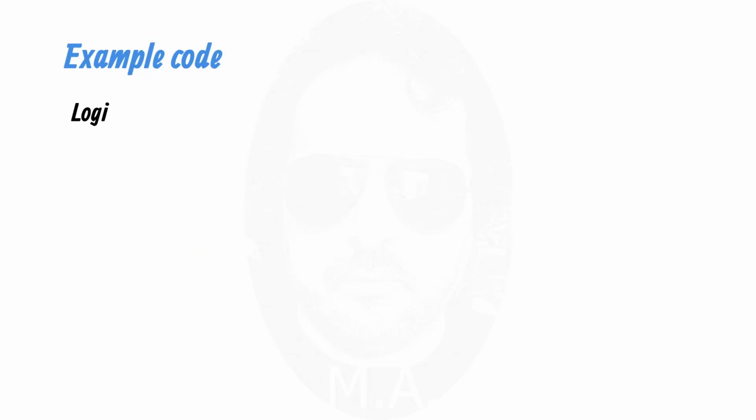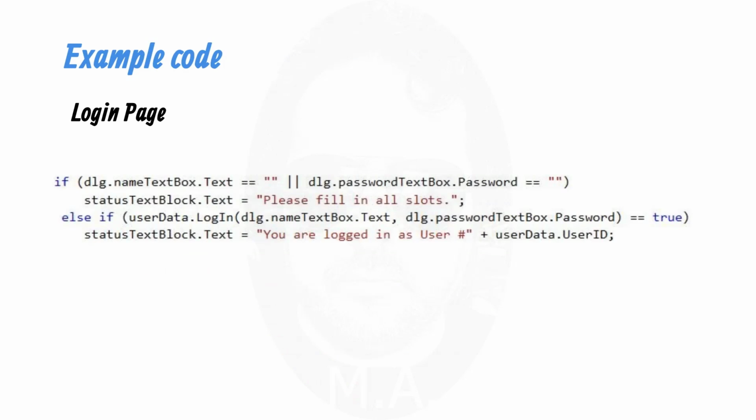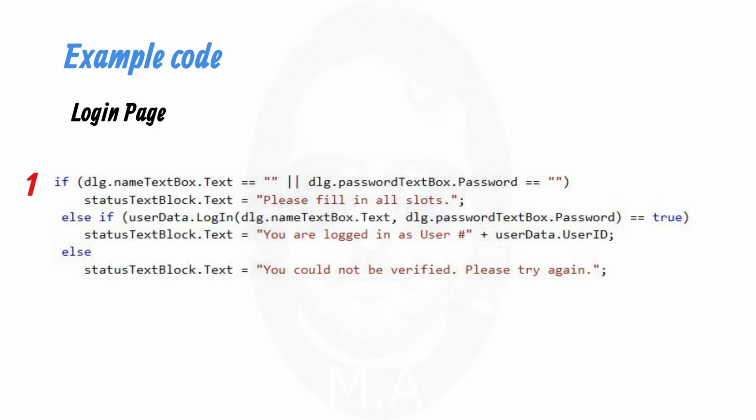We take this code as an example. This code is for a login page. It has three statements. The first statement: we have an empty username field or empty password field or both. The second statement: we have correct username and correct password. The third statement: we have wrong user or wrong password or both.